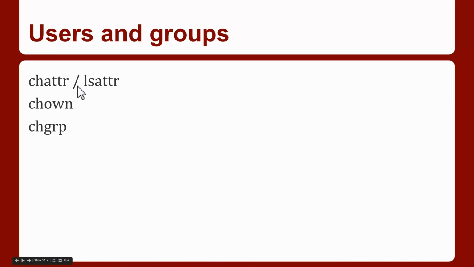So chattr is different from chmod, and lsattr is different from ls. They influence and allow you to see the extended attributes of a file, and those are important to consider. I do believe I covered them a little bit. chown changes who owns the file, and chgrp changes the group of the file.